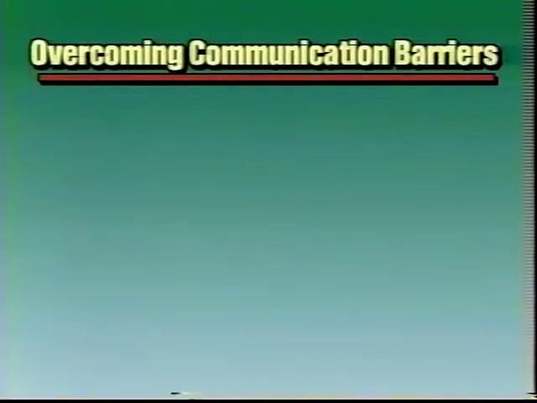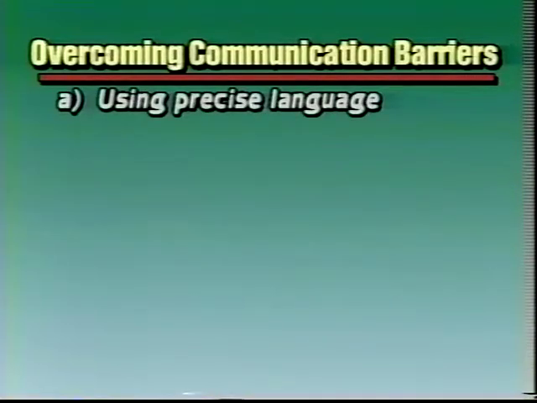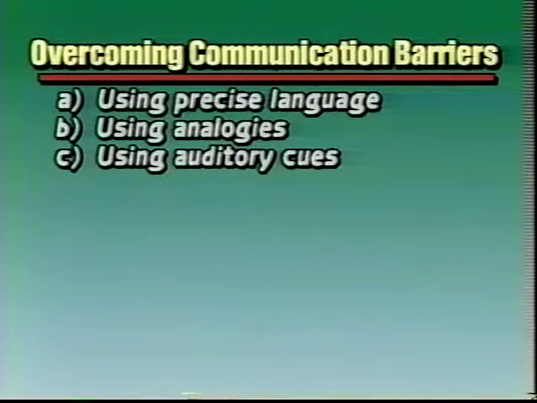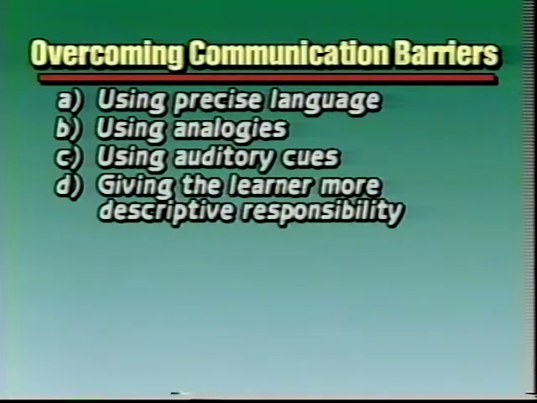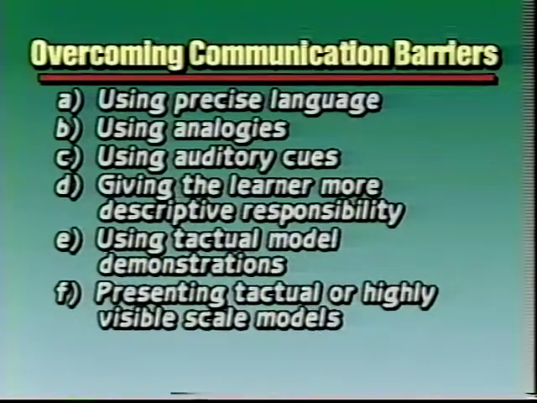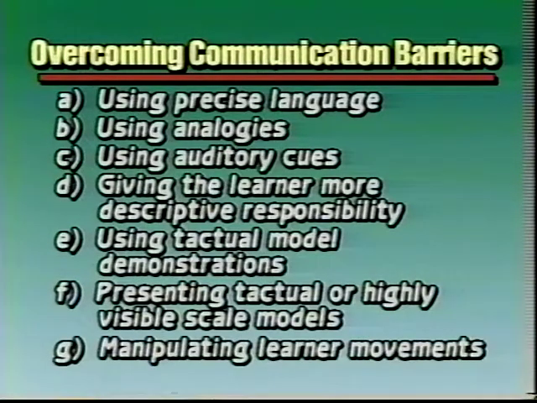It is relatively easy to overcome the communication barriers caused by visual impairment by using one of the following methods: using precise language, using analogies, using auditory cues, giving the learner more descriptive responsibility, using tactual modeling demonstrations, presenting tactual or highly visible scale models, and manipulating learner movements.